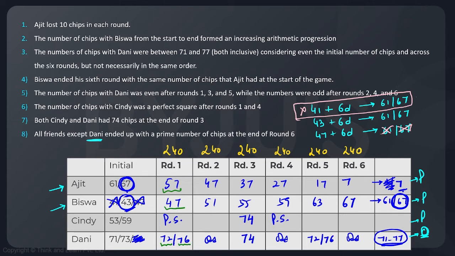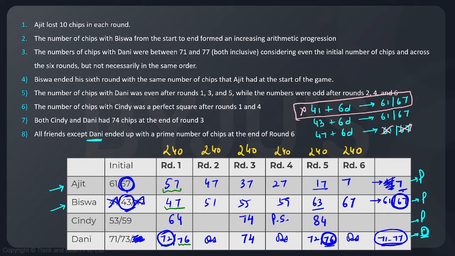I need a perfect square. So 64 is a perfect square. Therefore, I can say this number is basically 64 over here. So I have a 64 here and hence I have a 72 over here. Similarly, here I would have a 76 now because 72 has already been used. And once I have a 76 here, now 17 plus 63 is equal to 80 plus 76, that is 156. 240 minus 156 gives me 84 over here. So I get this number as 84 as well.